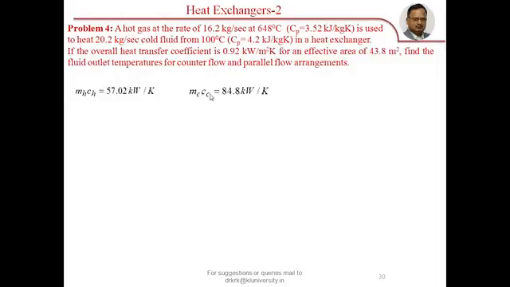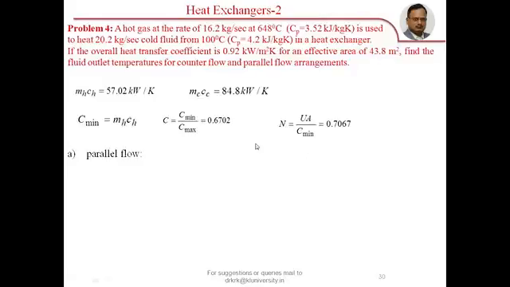Again, MHCH, MCCC. Minimum heat capacity fluid is hot fluid. Maximum heat capacity fluid is cold fluid. So C is equal to C minimum by C maximum. You got 0.6702. N, number of transfer units, is UA by C minimum, 0.76. You know U, 920, area 43.8, C minimum, that is 57.02 into 10 cube. Let us first take parallel flow.